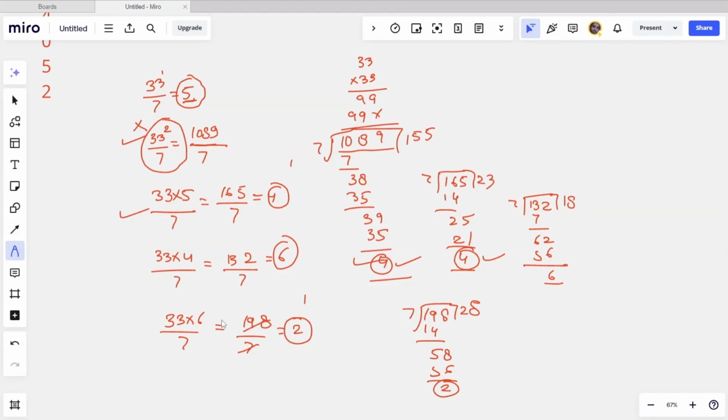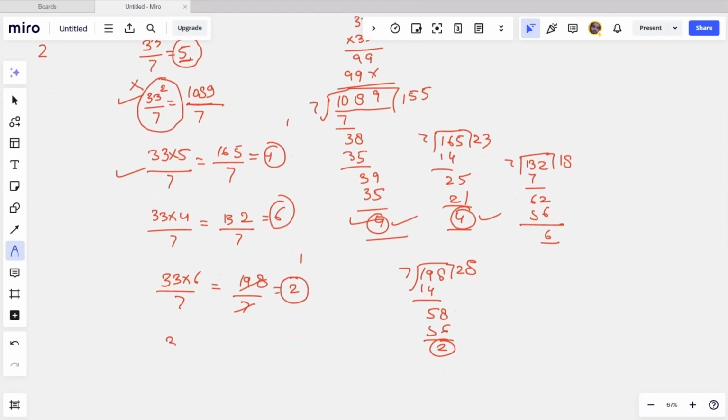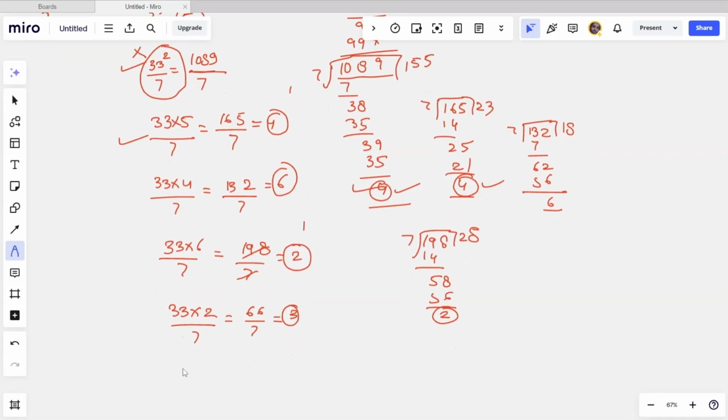Okay, now let's try to find another remainder. 33 and our previous remainder is 2, divided by 7, which is 66 divided by 7, and 7 times 9 is 63. So the remainder is 3. Now let's find out another remainder. 33, our previous remainder is 3, divided by 7, equals 99 divided by 7. So the remainder will be: 99, 7 times 1 is 7, 2 9, 7 times 4 is 28. So the remainder is 1.